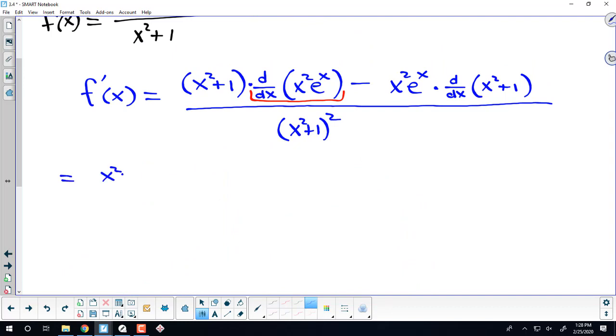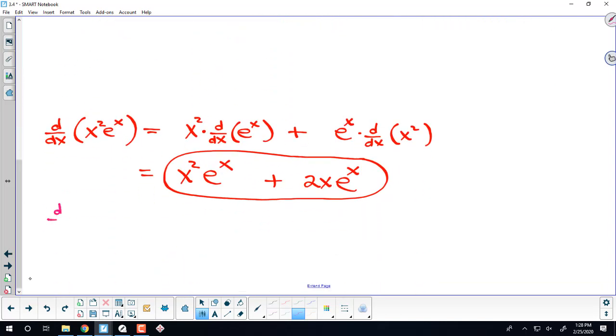We have the x squared plus 1 times the derivative of x squared e to the x, which we found as x squared e to the x plus 2x e to the x. And then we have our other derivative showing up in our quotient rule, which was the function x squared plus 1.